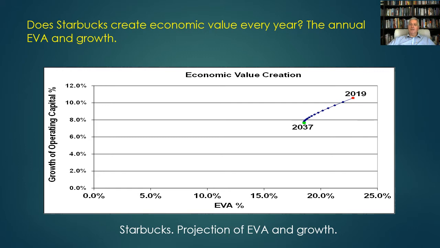The average EVA of the entire population of companies is 0 by definition, because remember that EVA compares the profitability of one company to others, to the average. So by definition, half of the companies have a positive EVA and half have a negative EVA, roughly. So having a 20% EVA for Starbucks is really extraordinary. And Starbucks is expected to have very good growth, 10% during the next years. So both dimensions explain very clearly that Starbucks is very good at creating economic value.